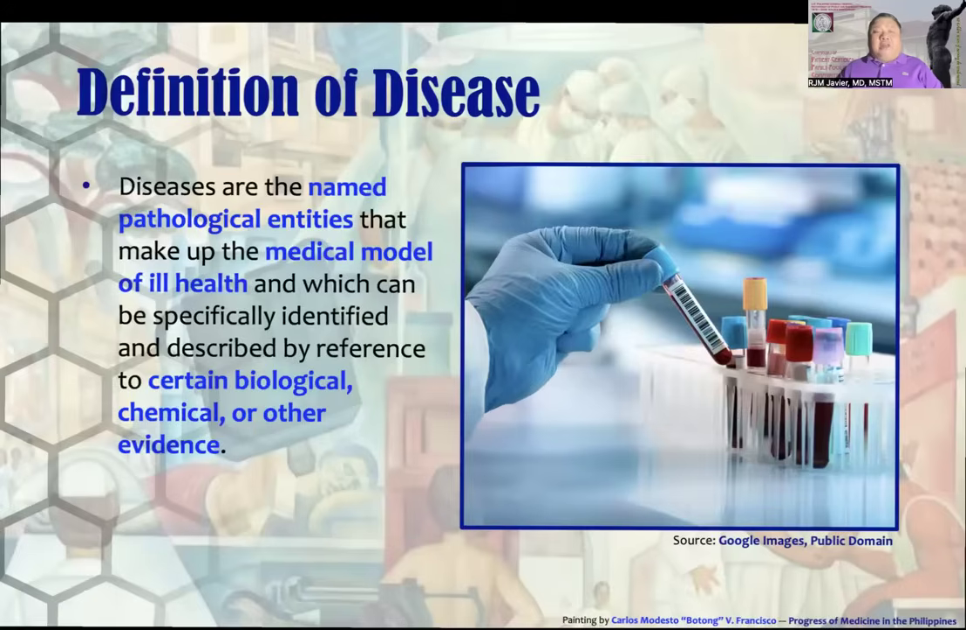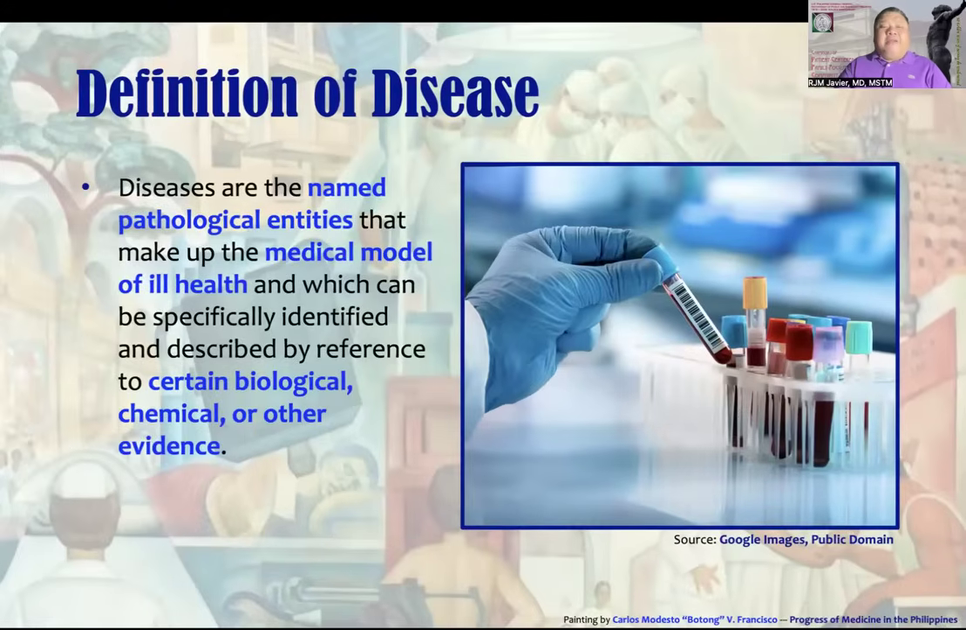Diseases are the named pathological entities that make up the medical model of ill health and which can be specifically identified and described by references to certain biological, chemical, or other evidence. For example, when we talk of diabetes mellitus, we do know that there is a problem with the alpha and the beta cells of the pancreas that ultimately result in insulin resistance or insulin insensitivity that bring about uncontrolled hyperglycemia.